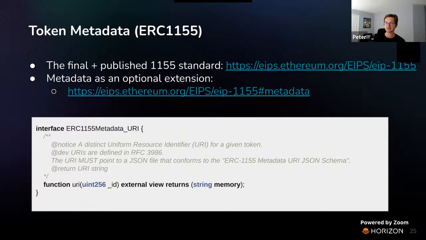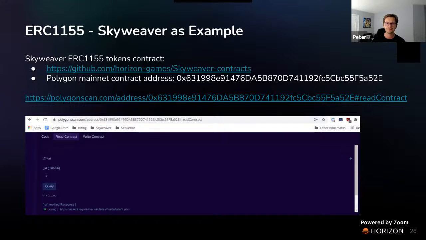So metadata for these tokens is actually represented off chain, as some of you may or may not know. I'm going to take you through an example for an 1155 token contract that we use in Skyweaver. You can go look at our contracts on GitHub.com, Horizon Games, Skyweaver-contracts. It's open source.